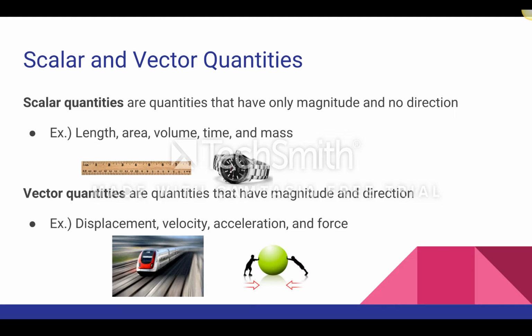Now I will be talking about scalar and vector quantities. Scalar quantities are quantities that have only magnitude and no direction. Examples are length, area, volume, time, and mass. Vector quantities are quantities that have magnitude and direction. Some examples are displacement, velocity, acceleration, and force.